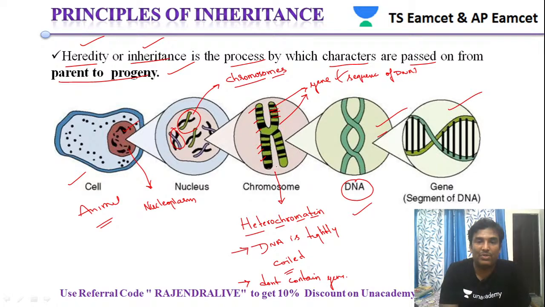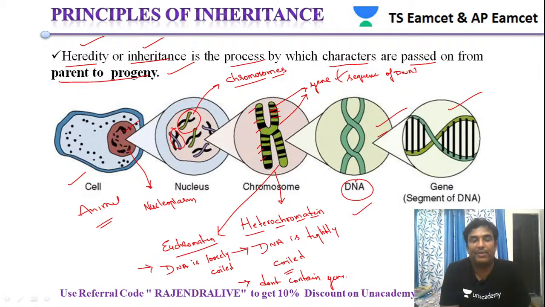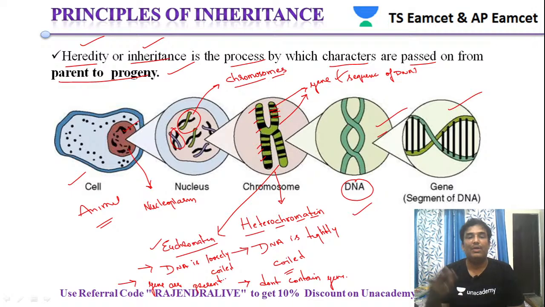Similarly, inside the chromosome we have euchromatin. What is euchromatin? The DNA is loosely coiled. Inside euchromatin, the loosely coiled DNA is present, and this loosely coiled DNA contains genes. So genes are present inside this DNA.